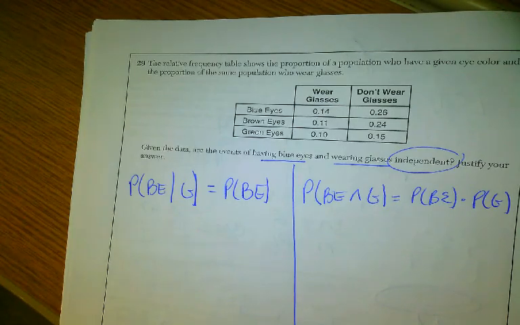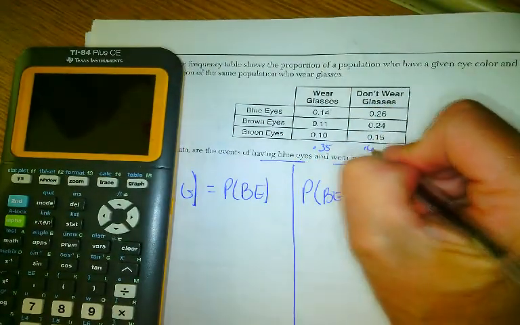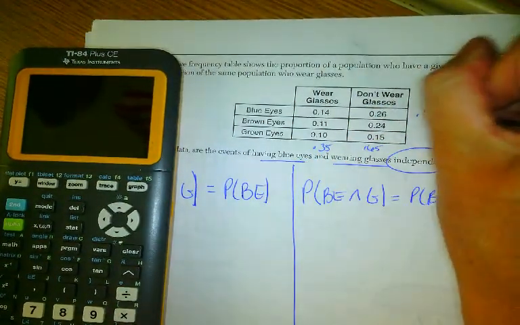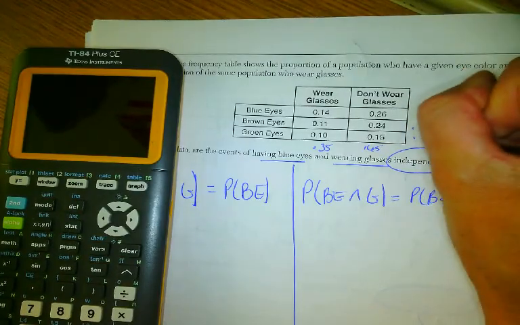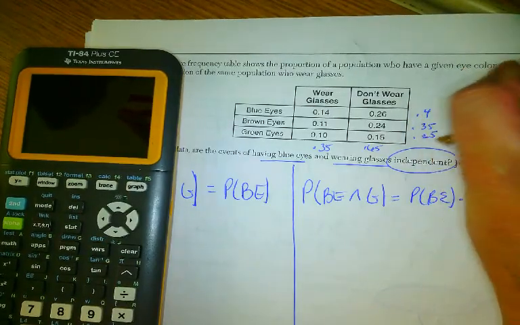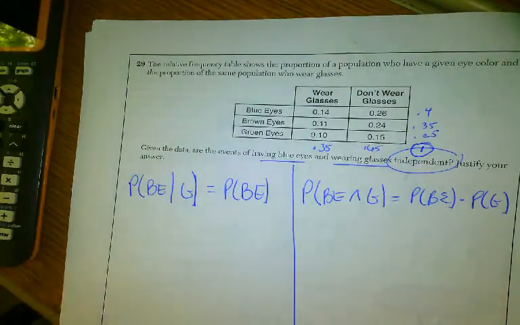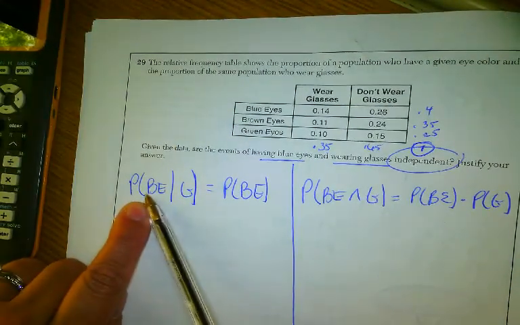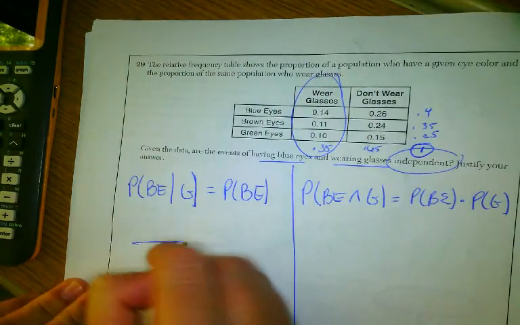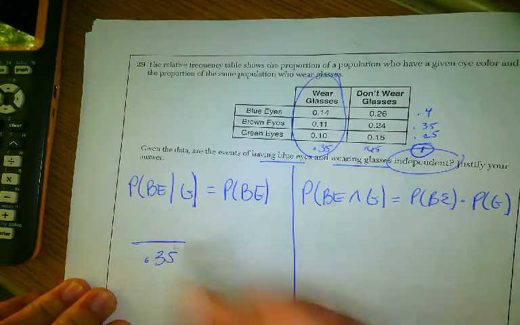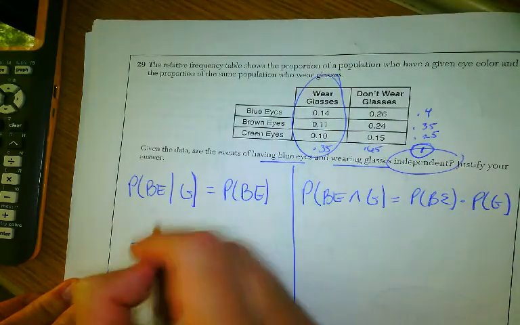So let's find some tallies here. That's 0.35, 0.65, 0.4, 0.35, 0.25. Does that get me a total of 1? Oh, that's nice. Okay. The probability of blue eyes given glasses. So I had to be in the glasses group. So that's 0.35. And out of the friends that wore glasses, the blue-eyed people were 0.14.